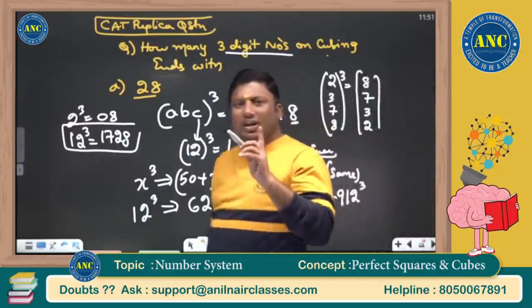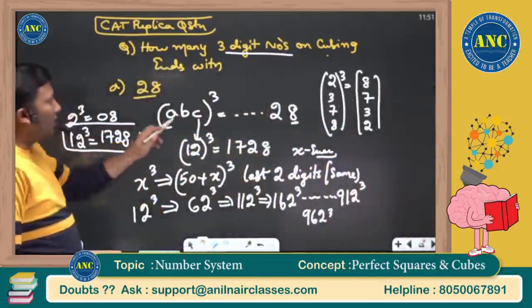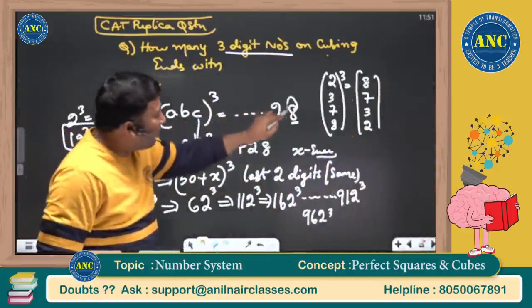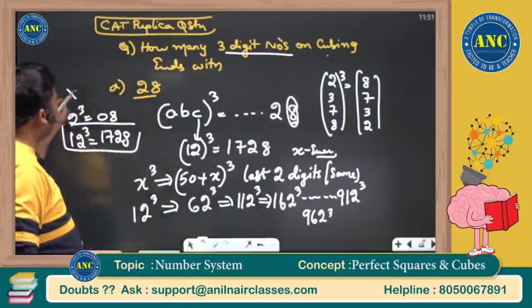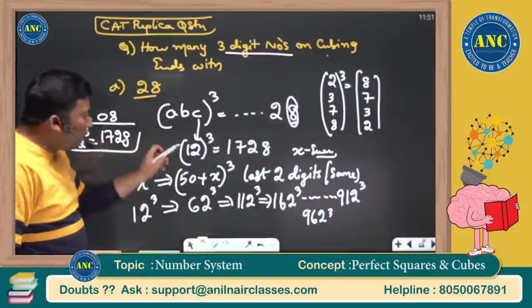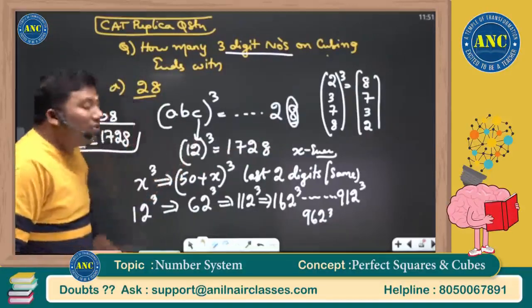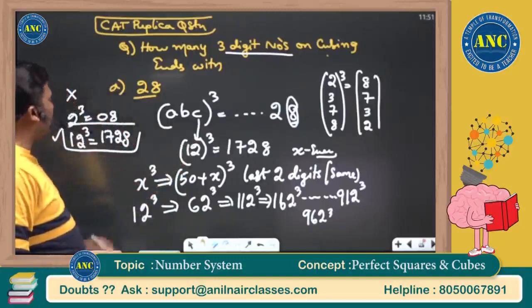First, we have to get the lowest number on cubing. The last 2 digits should be the same. X cube ends with 8. Which number on cube ends with 8? 2 cube is 8, but I want 28, so 2 cube is not possible. 12 cube is 1728. So, to get 28, the lowest 2 digits we got is 12.